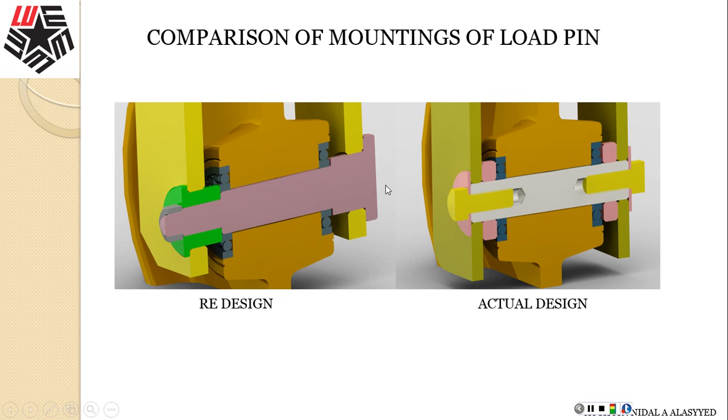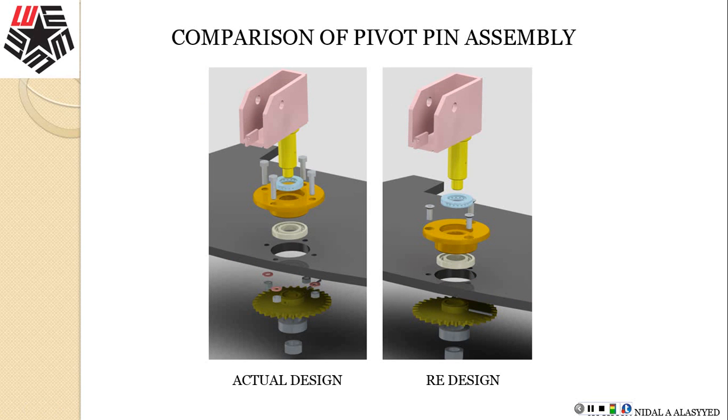It will be much easier to place this pin into this assembly compared to a very straight diameter with some spacers, which can be really hard to assemble and align. And here is another look, an exploded view of the pivot. Now there's a pivot pin. You see the difference between the actual design and the redesign.